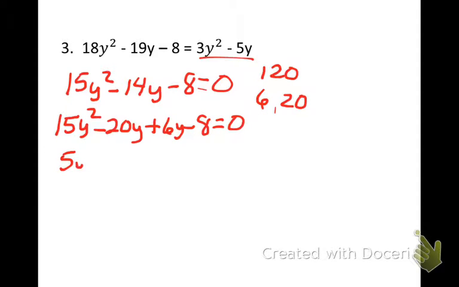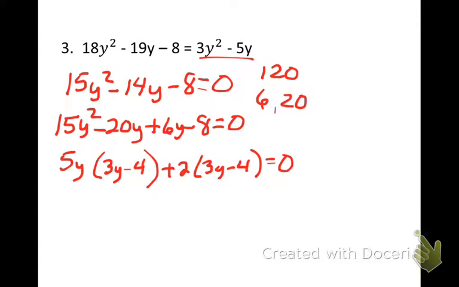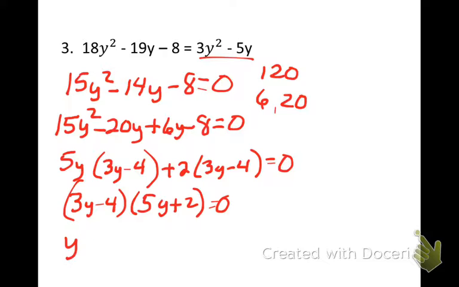So what do we have in common? A 5y, leaving us 3y minus 4. What do we have in common over here? A 2, leaving us 3y minus 4. So we have a 3y minus 4 in common, times the quantity 5y plus 2. So if we set this equal to 0, we're going to add 4 and divide by 3, we're going to get 4 thirds. Subtract 2 and divide by 5, we're going to get negative 2/5 as our answer.